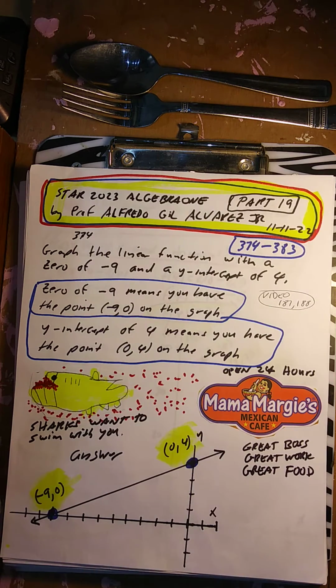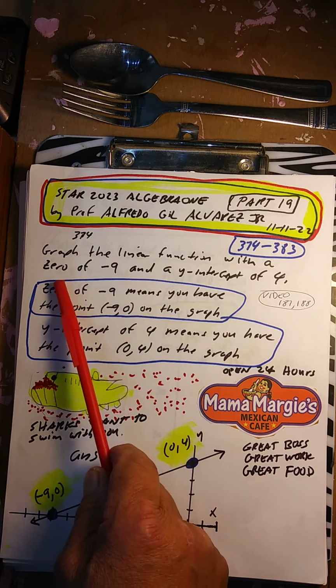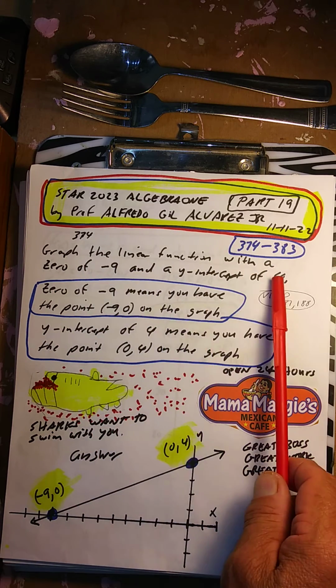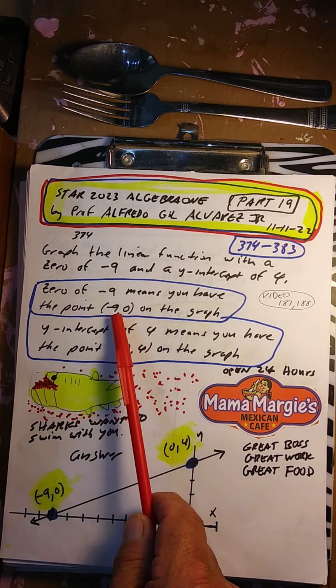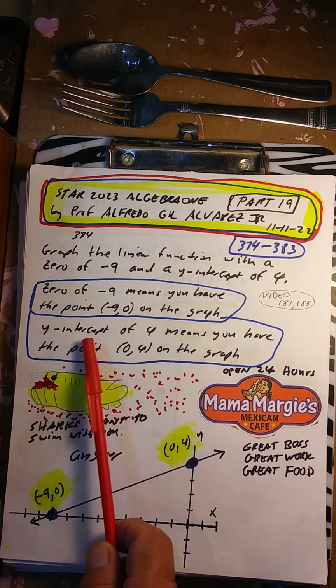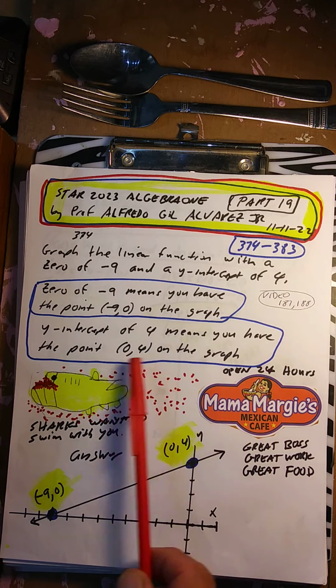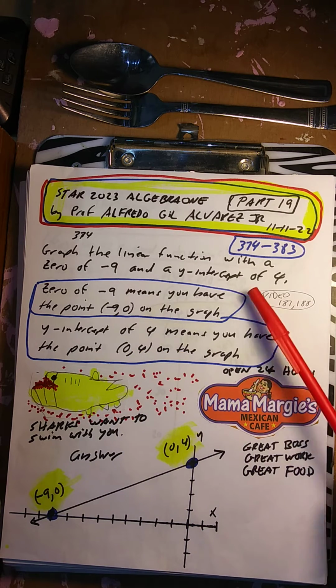You don't need this. So let's do 374. Graph the linear function with a 0 of -9 and a y-intercept of 4. A 0 of -9 means you have the point (-9, 0) on the graph. A y-intercept of 4 means you have the point (0, 4) on the graph.